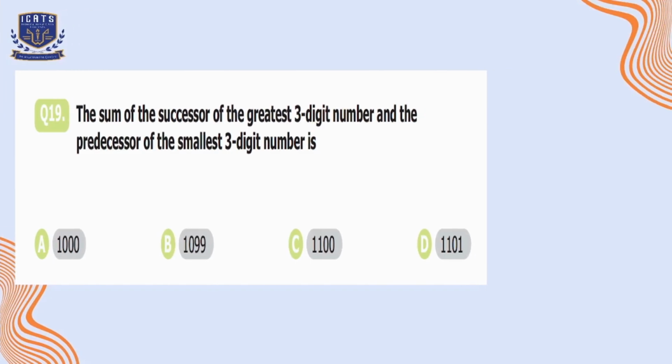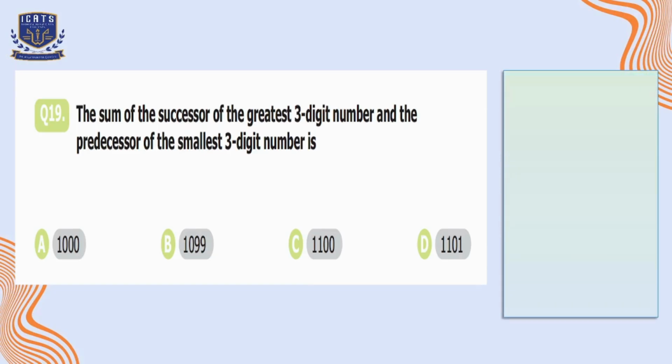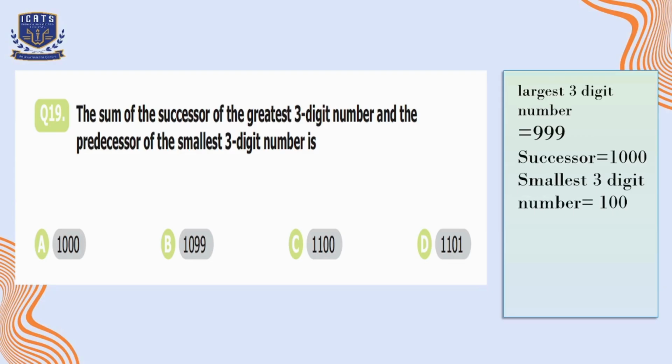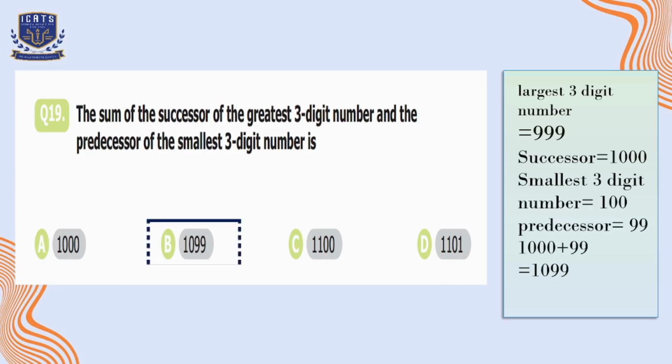Question number 19. The sum of the successor of the greatest three-digit number and the predecessor of the smallest three-digit number is. So let's find out the greatest three-digit number first, which is 999. And the successor means the next number of 999 is 1000. The smallest three-digit number is 100, and predecessor means the number that comes before 100. That is equal to 99. So if we add them, the answer is 1099, which is our option B.